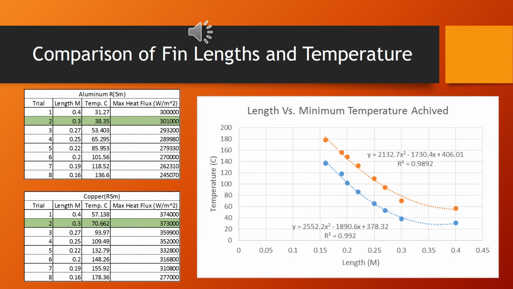Eight trials or iterations were run in order to compare the fin length and minimum temperature and find an optimal solution. We wanted to reduce the minimum temperature to as close to the 20 degrees ambient temperature and raise the max heat flux as high as possible without sacrificing a large increase in fin length for only a few degrees difference in temperature and heat flux. Thus, the optimal length was found to be 0.3 meters for both the aluminum and copper, and can be seen in the tables and graph below.